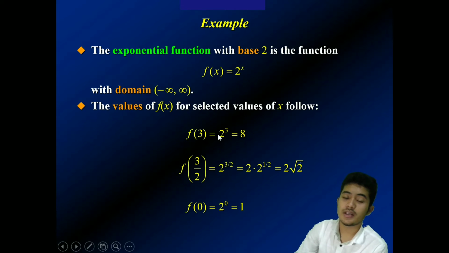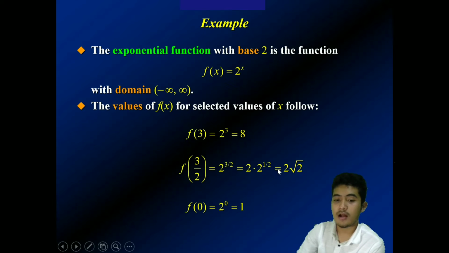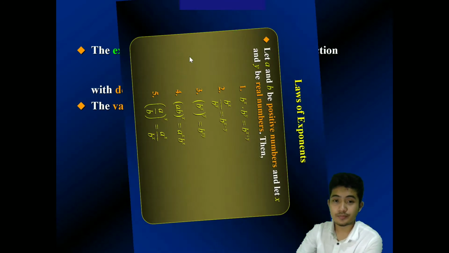f(3) equals 2 raised to 3 equals 8. f(3/2) equals 2 raised to 3/2 equals 2 times 2 raised to half, equals 2 root 2. f(0) equals 2 raised to 0 equals 1.